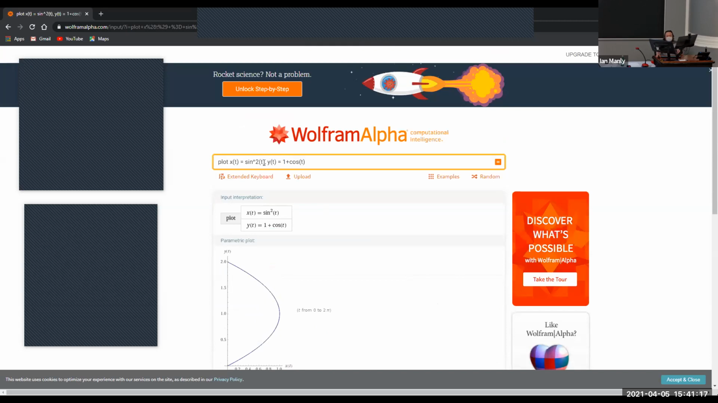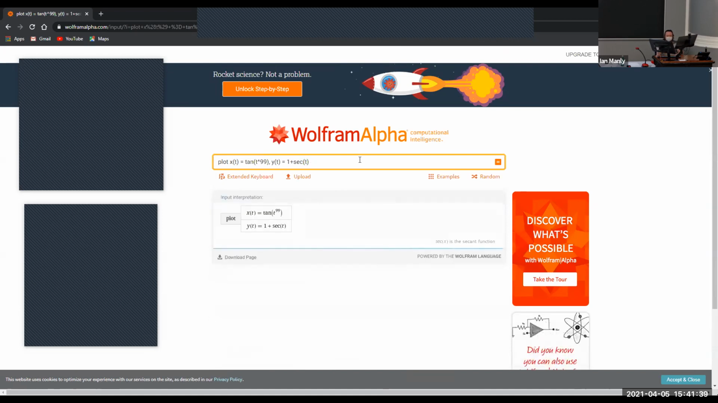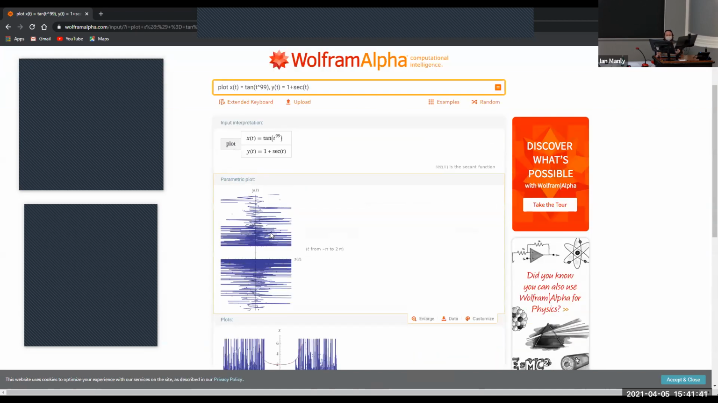Now we could do this to draw even more insane functions. So what we could do is just make something up that's ridiculous. So let's do tangent of t to the 99. And then 1 plus, I don't know, let's do secant now. That sounds fun. Okay, so what's this going to give us? Yeah, it ends up giving us some insanity right here. So these parametric equations have a lot of versatility. They could draw some really insane looking things right here.